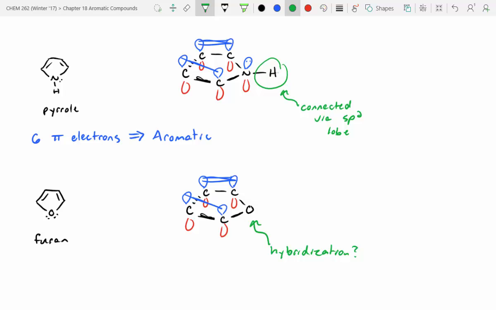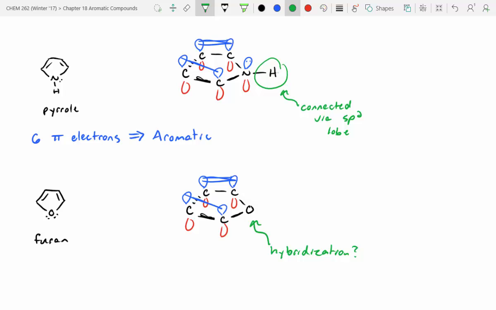I think one of the lone pairs on oxygen is in a p orbital and the other is in an sp2. So you think one's in a p and one's in sp2? Yeah. I would agree.